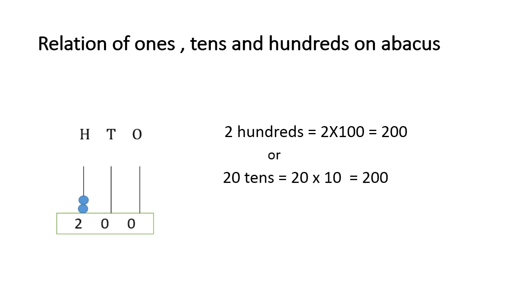Or in tens form, how we will speak? This is 20 tens, means 2 hundreds is equal to 20 tens. 20 tens means 20 multiplied by 10, that is equal to 200. Or in ones form, how we will speak? This 200 is equal to 200 ones. 200 ones means 200 multiplied by 1, and that is also equal to 200.